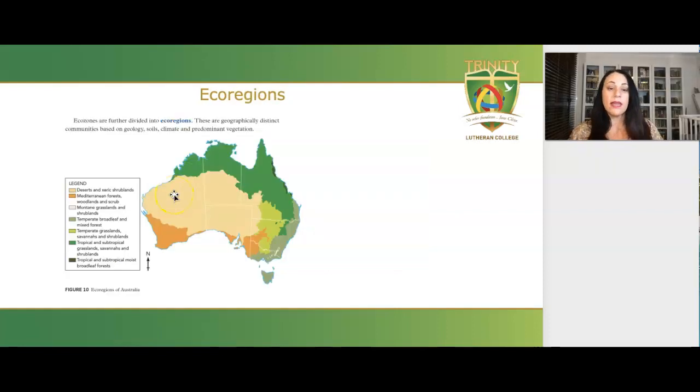Ecozones get divided down into ecoregions. They're geographically distinct communities based on geology, soils, climate, and the vegetation that grows best there. So Australia, if we were to divide it up, you get a lot of the desert and xeric shrubland, an awful lot of it. A little bit of Mediterranean forests, woodland, scrub, and of course quite a lot of tropical and subtropical rainforest, going all the way down to us, where we've got little patches here on the Gold Coast, little patches of subtropical rainforest, but mostly it's temperate.